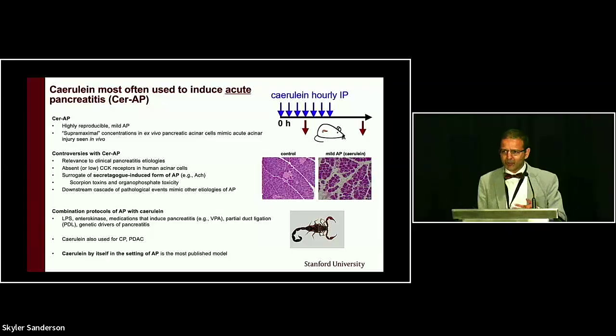There are combination protocols with cerulean. You've heard of the genetic drivers, LPS, enterokinase medications, partial duct ligation. Cerulean's used for CP models and PDAC. However, by itself, in the setting of AP, it is most highly published.